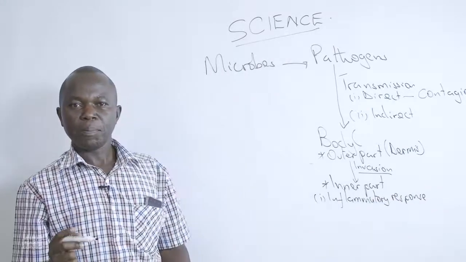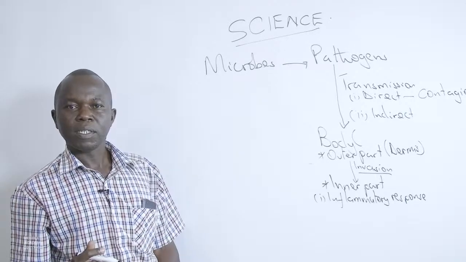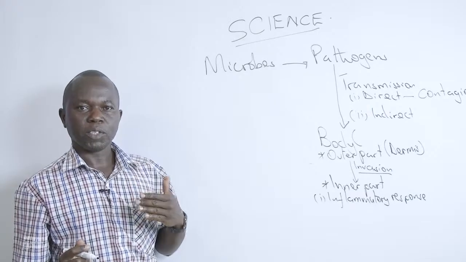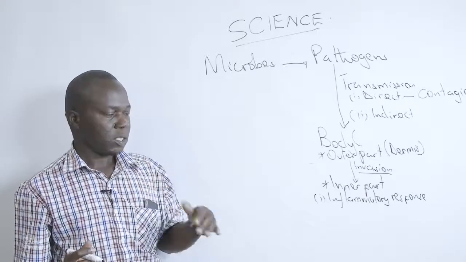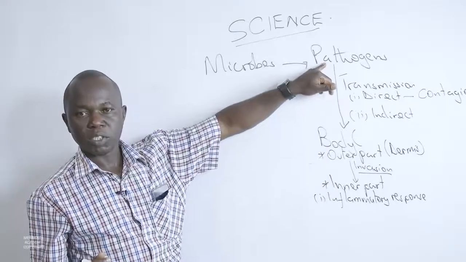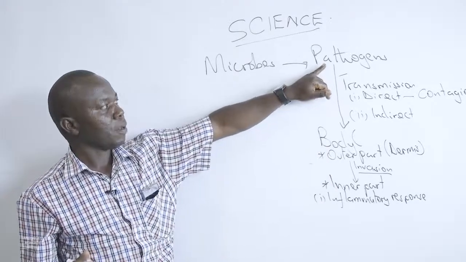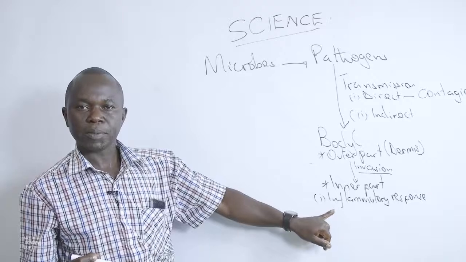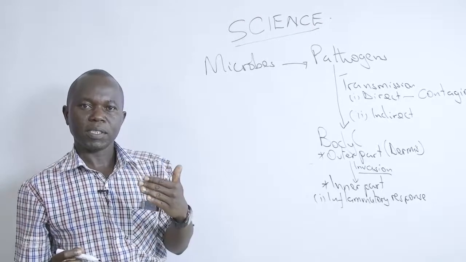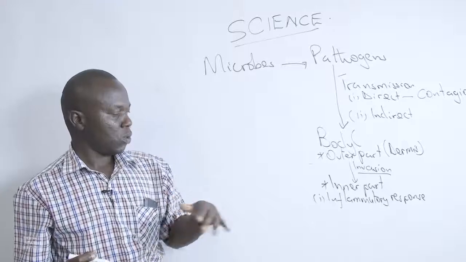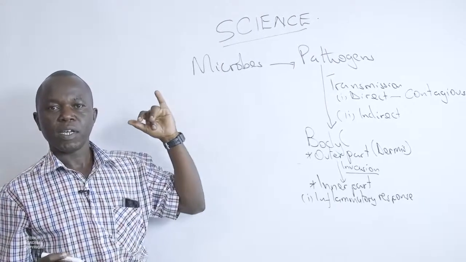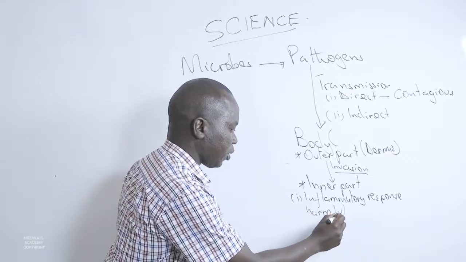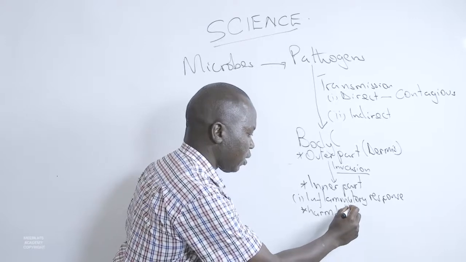So again, in our previous lesson, we talked about the inflammatory response. We said the inflammatory response is that quick response of the body to pathogens or any harmful stimuli. Pathogens are an example of harmful stimuli. Inflammatory response: the response of the body system to the presence of harmful stimuli. So the most important factor here is the presence of harmful stimuli.